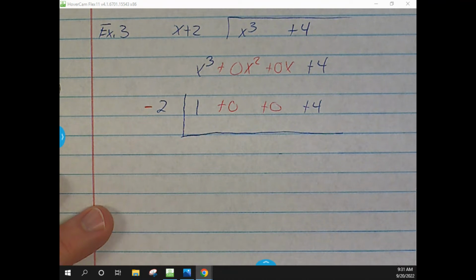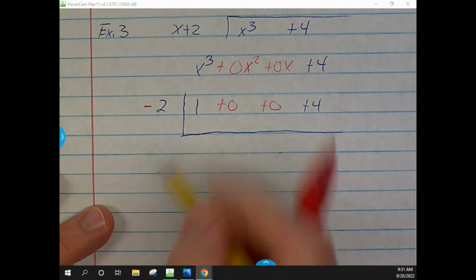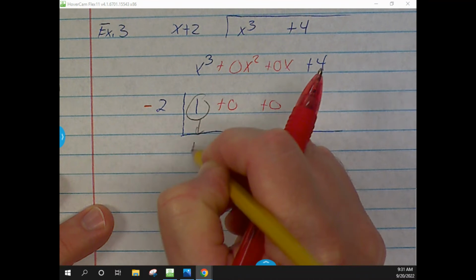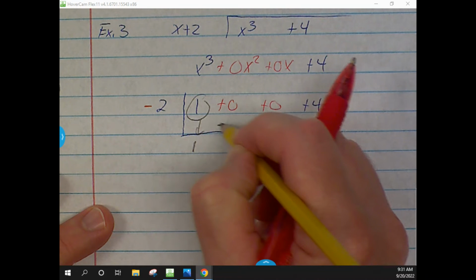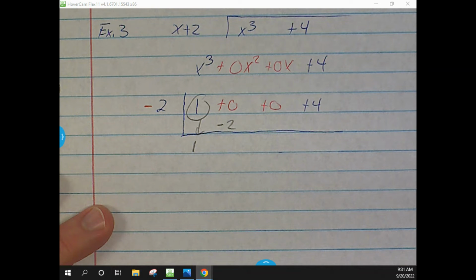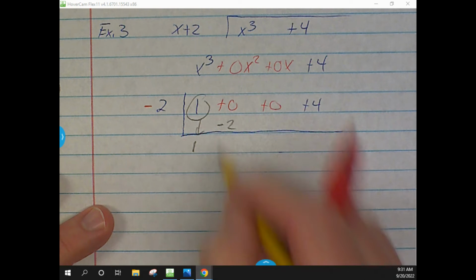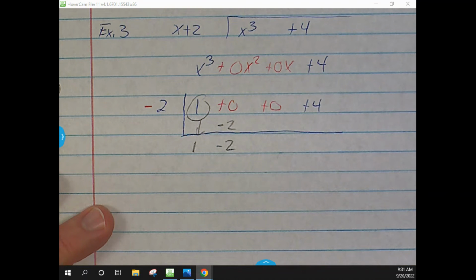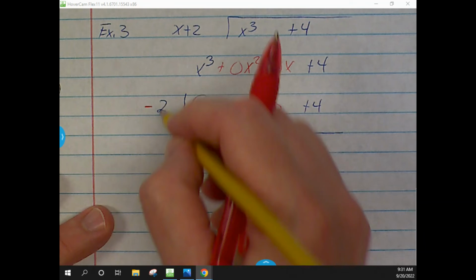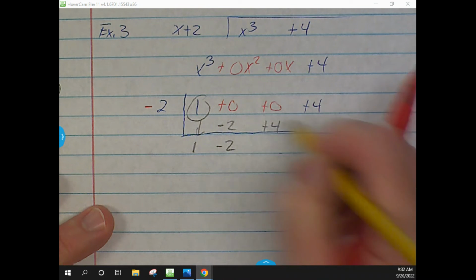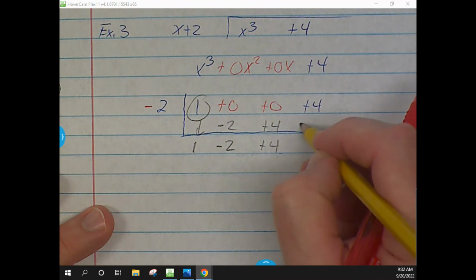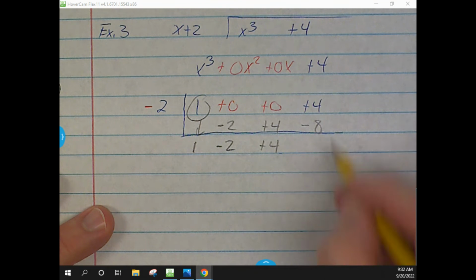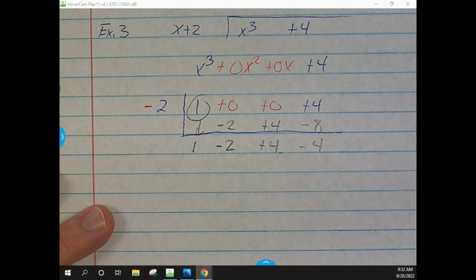And then we're ready to go for the division part. All right, so again, first term, bring it down. So it's negative 2 times 1, which is negative 2. 0 minus 2, 0 doesn't do anything, that's just going to make it negative 2. So now we've got negative 2 times negative 2, which is positive 4. Again, the 0 doesn't do anything. And then negative 2 times 4 is negative 8. 4 minus 8 is negative 4.